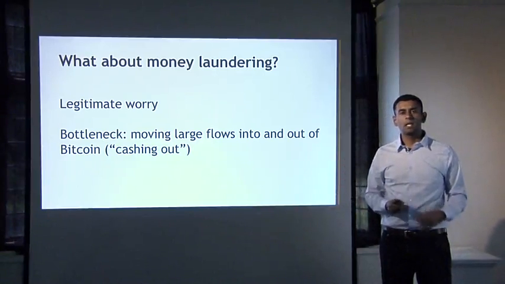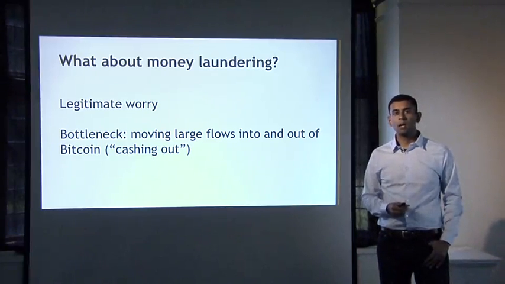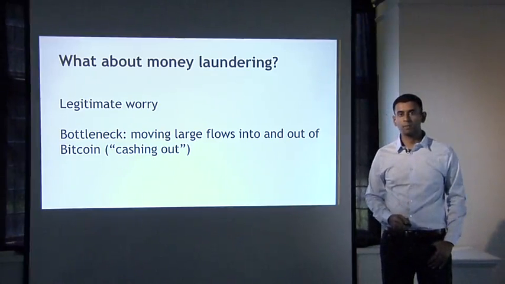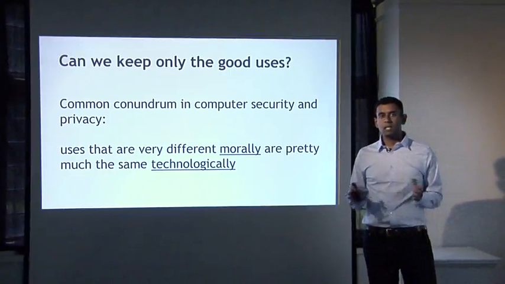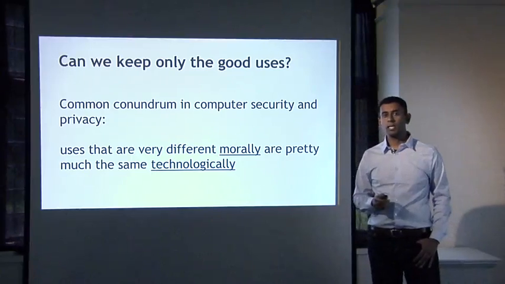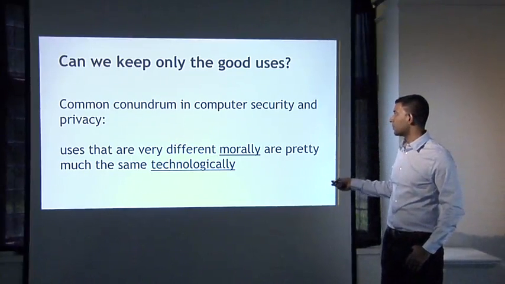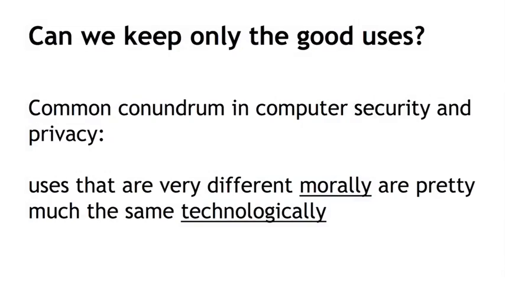Nevertheless, one could try to ask, can't we design the technology in such a way that only the good uses of Bitcoin anonymity are allowed and the bad uses are somehow prohibited? Well, this turns out to be a quite common conundrum in computer security and privacy. In a lot of scenarios, we want something like this, but it never turns out to be possible. Why? Because these different uses that we perceive as being very different morally are going to be almost identical technologically. And if we want to encode some sort of moral rules into the technical rules of the system that are going to be automatically enforced by miners, it's not even clear how to do that.